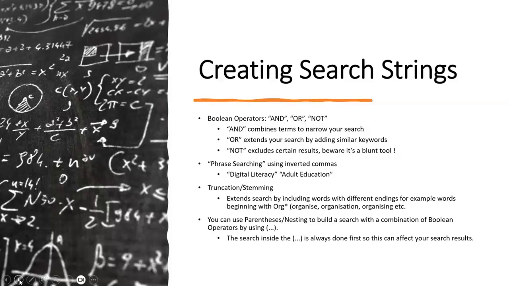You can select those. Phrase searching is another option, and this is where you put inverted commas around words together to search them as a phrase. For example, "digital literacy" or "adult education" searches the two words together rather than individually. You can also use truncation or stemming, and this extends the search by including words with different endings. For example, organi* will find words such as organize, organization, organizing, and so on. You can also use parentheses or nesting to build a search with a combination of Boolean operators by using brackets, and the search inside the brackets is always done first, so this can affect your search results.